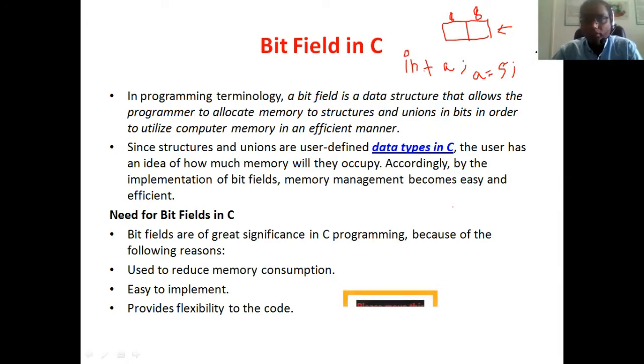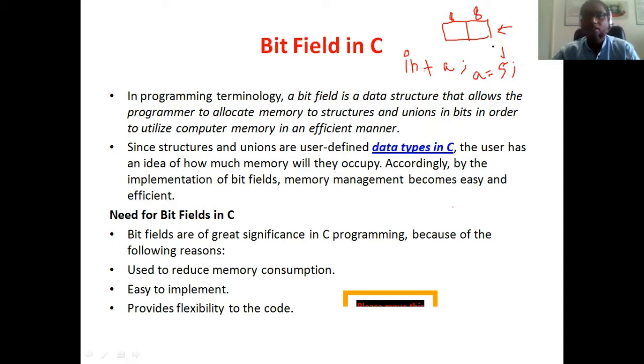In this case, suppose integer a is equal to 5, that means 5 requires only 3 bits. If I want to store the number 5, 5 is converted into binary. So if we convert 5 into binary, it will require only 3 bits. But the memory allocated for variable a is 16 bits, 2 bytes. So out of 2 bytes, out of 16 bits, I'm going to use only 3 bits. So the rest of the bits are going to be wastage. To recover from this problem, the bit field concept will be used.